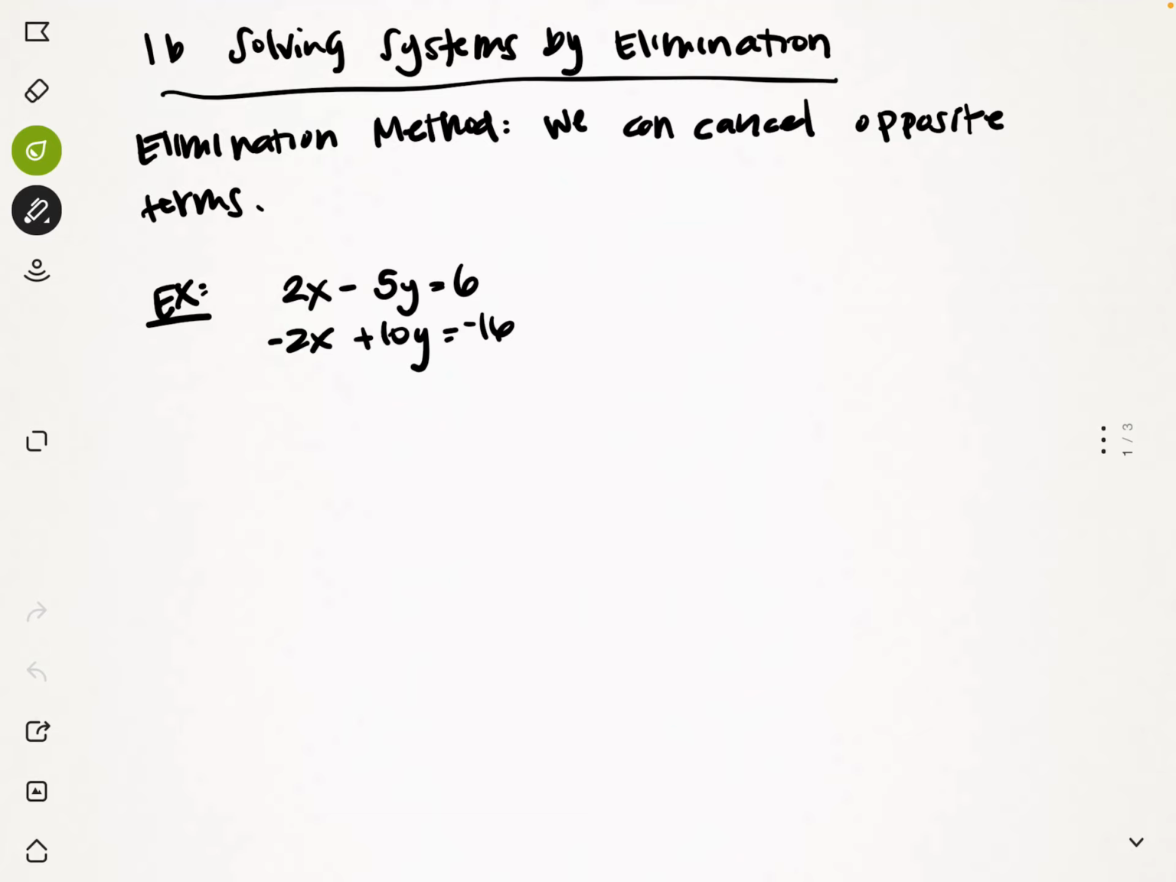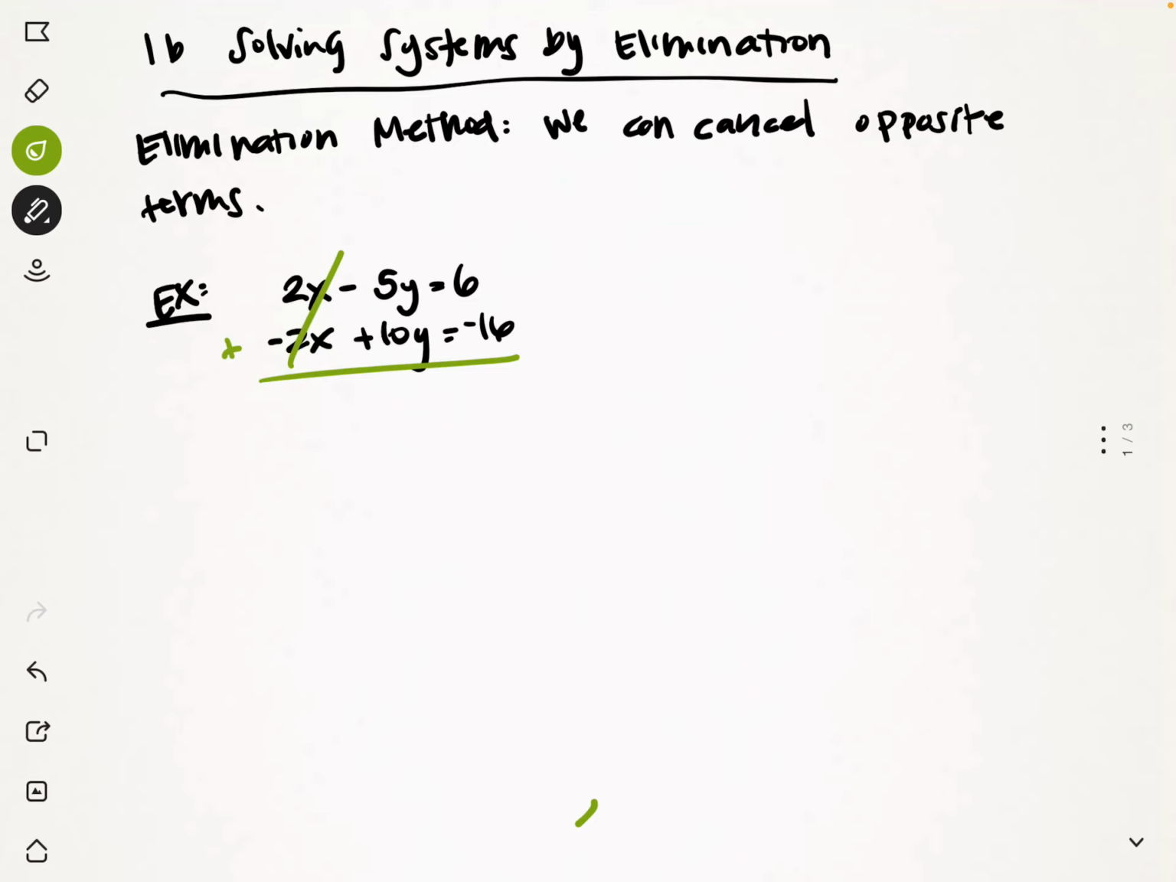So what we can do here is, because we have 2x and a negative 2x, if we add all these terms, we're just adding all these terms. 2x minus 2x is 0, or plus negative 2x, which is like minus 2x, is 0. So we can cancel that out. That's why we call it elimination, because we're eliminating one of the variables.